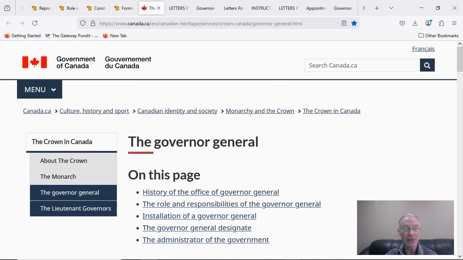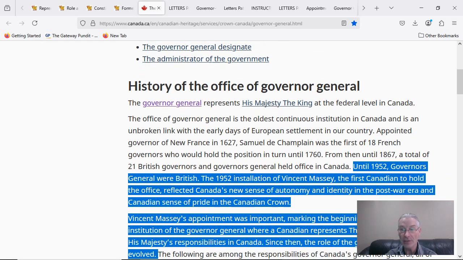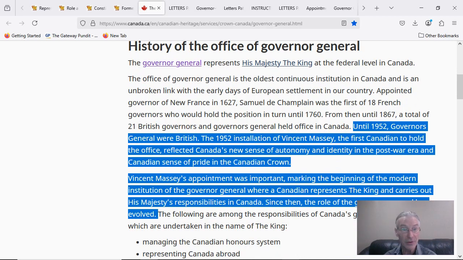Here we have the government.ca, the Governor General. The Governor General represents His Majesty the King at the federal level in Canada. Until 1952, Governors General were British. The 1952 installation of Vincent Massey, the first Canadian to hold the office, reflected Canada's new sense of autonomy and identity in the post-war era and Canadian sense of pride in the Canadian Crown. Vincent Massey's appointment was important, marking the beginning of the modern institution of the Governor General, where a Canadian represents the King and carries out His Majesty's responsibilities in Canada. Since then, the role of Governor General has evolved.